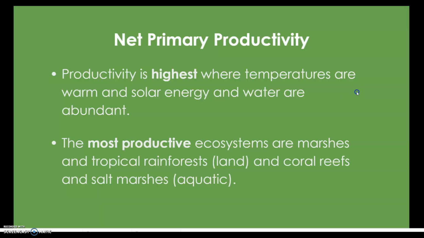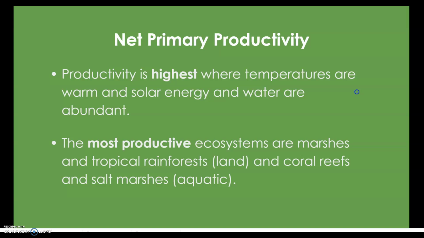Let's talk a bit about the details of this primary productivity. So it's highest where temperatures are warm and where you have lots of solar energy. So think around the equator, right? And think about what kind of biomes you see around the equator. So those would be things like tropical rainforests, salt marshes, coral reefs. Those are going to be the most abundant when it comes to this net primary productivity.